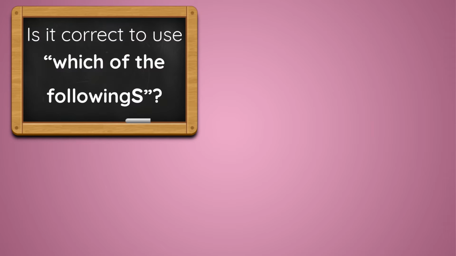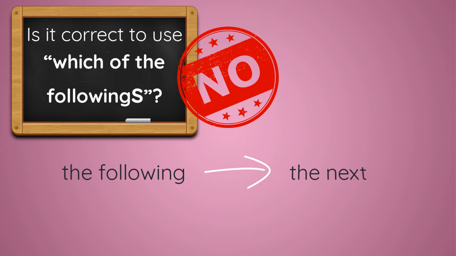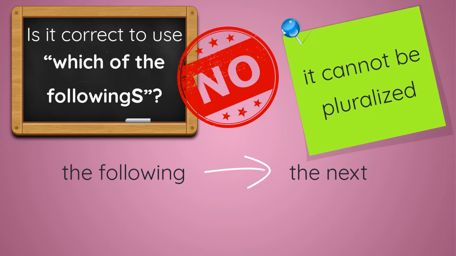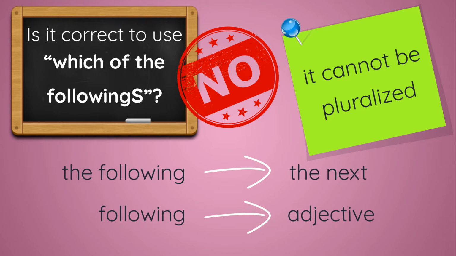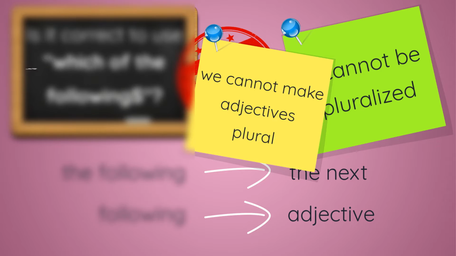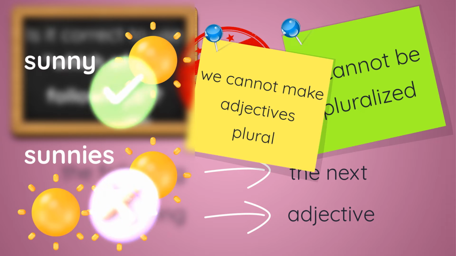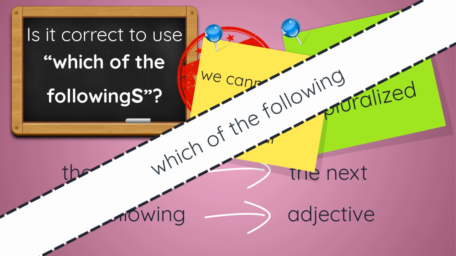Is it correct to use "which of the followings"? The answer is a strict no. That is because "the following" means "the next," so it cannot be pluralized. Actually, "following" is an adjective, and we cannot make adjectives plural. Let's take the example of "sunny" as an adjective. We can never make it plural and say "sunnies." Therefore, "which of the following" is always used in this fixed way.